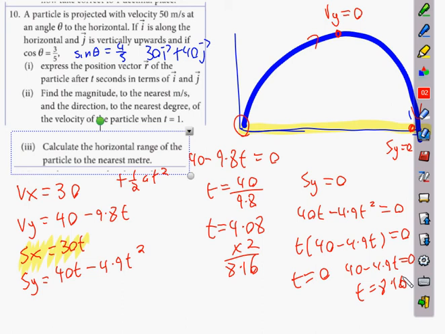So that means it has traveled, like, hit the ground again in 8 seconds. Yes. Okay. And then you're going to insert that into the Sx formula, which is going to be 30 multiplied by 8.16, and what do we get? 245. Yeah, 245, okay.